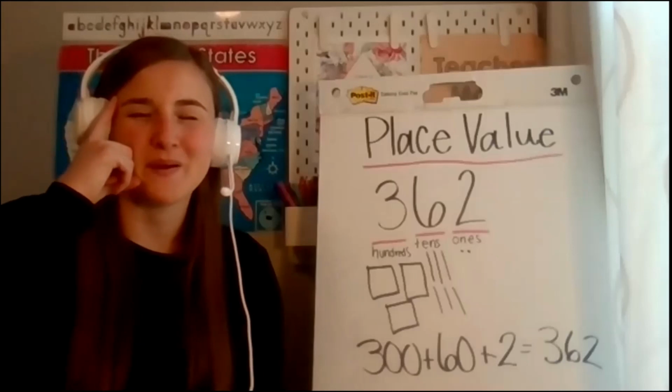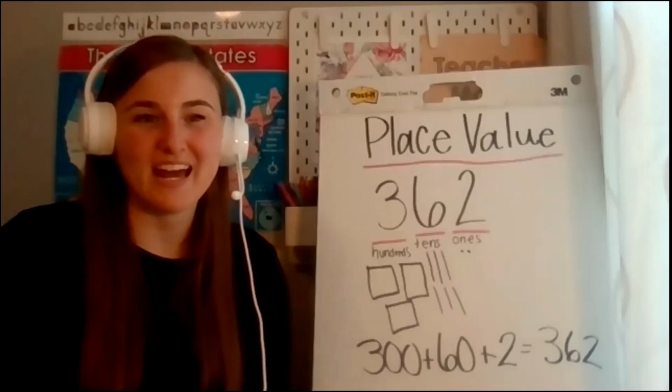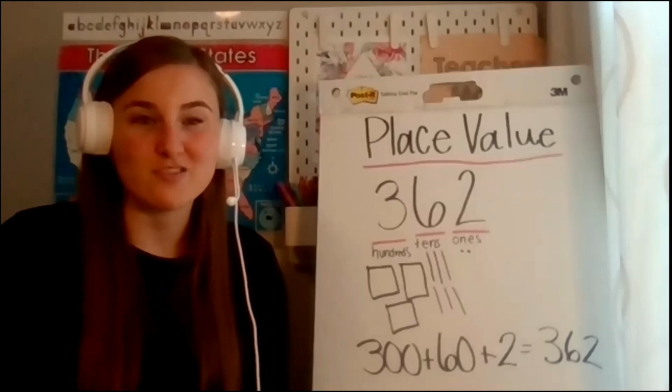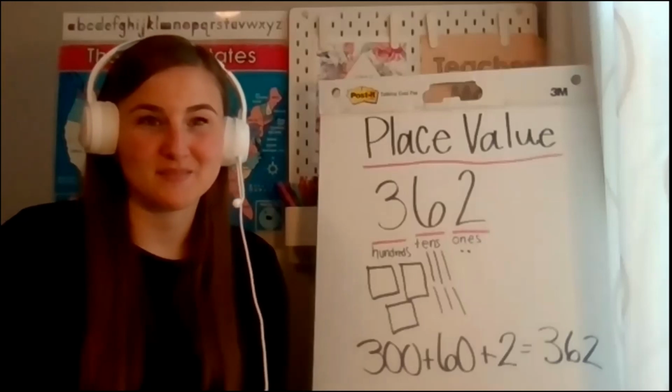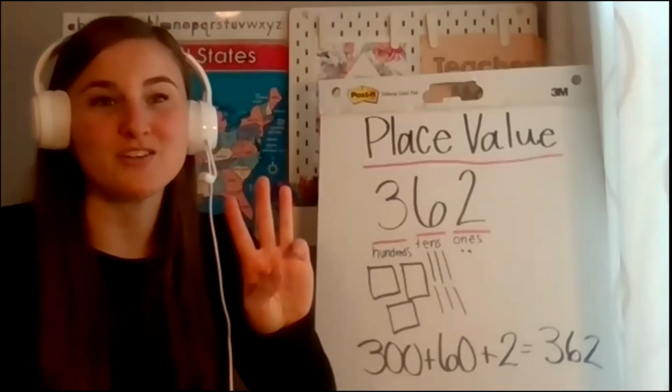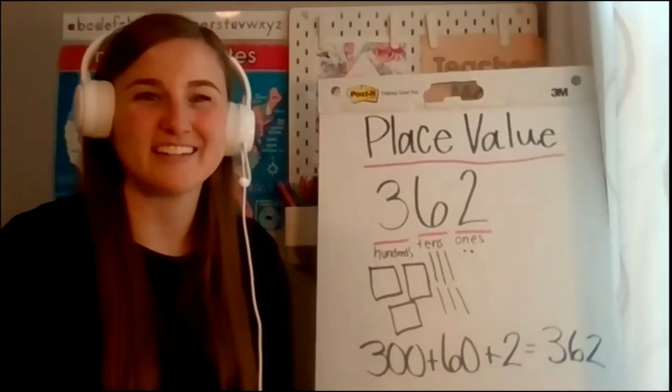I'm thinking of a number that has a 5 in the ones place. It has a 4 in the hundreds place and a 3 in the tens place. And if your number was 435, that is correct, and you're good to go to Class Kick.